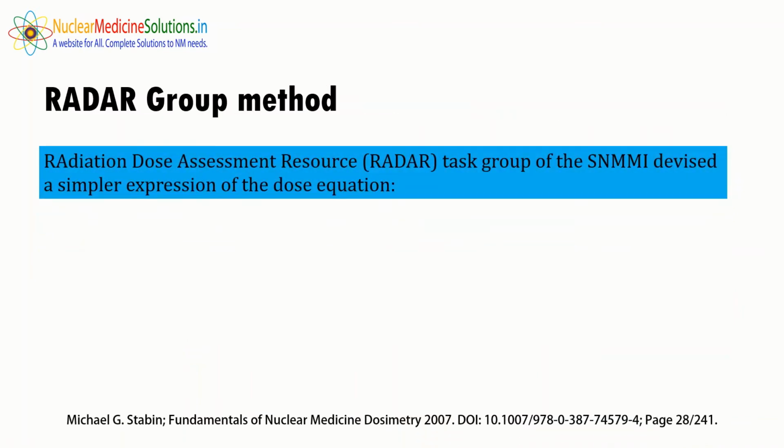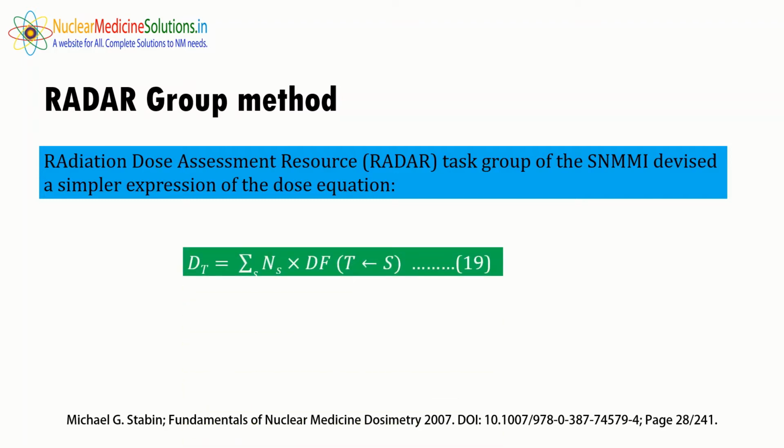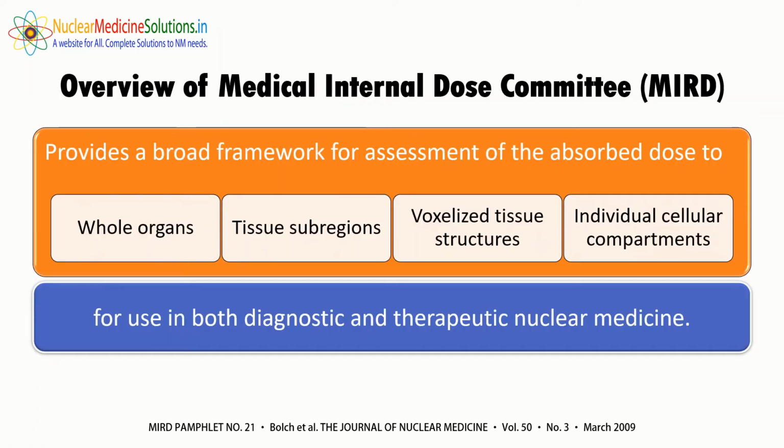And the RADAR group, that is the Radiation Dose Assessment Resource task group of SNMMI, devised a similar expression of the dose equation, and the formula is D_T = Σ N_S × DF, from source to target. This N_S is the number of disintegrations per second, the same as A tilde converted into dps, and DF contains the rest of the terms of the absorbed dose formula with the unit gray per dps. Now let's see MIRD in detail.